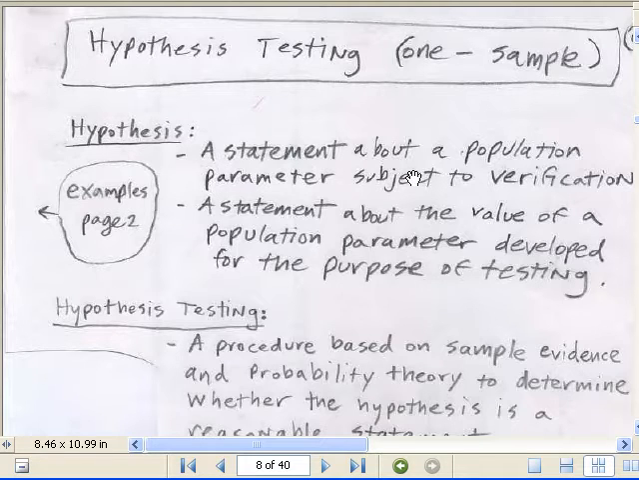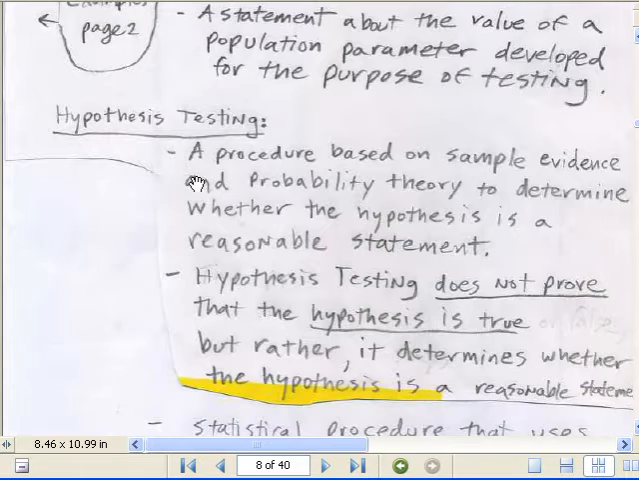What is the hypothesis? A statement about the population parameter subject to verification. A statement about the value of the population parameter developed for the purpose of testing. Now, hypothesis testing, a procedure based on sample evidence and probability theory to determine whether the hypothesis is a reasonable statement. Not whether it's true or not. Because of our alpha risk, we can never say the original statement is true. We can say whether it's reasonable or not. We always have a little risk that maybe it's not true.